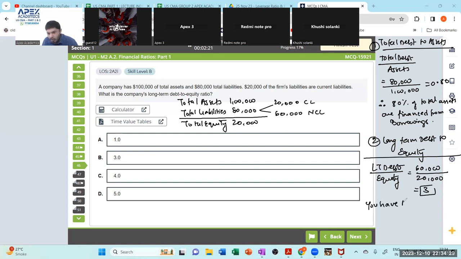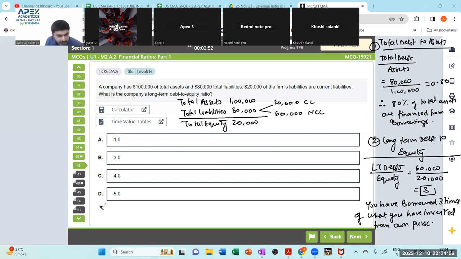You have borrowed 3 times what you have invested from your own pocket. 3 times of what you have invested from your own purse. खुद का पैसा 1 रुपया है, तो कर्जे का पैसा 3 रुपया है, ऐसा करके 4 रुपया तुम्हारे पास. Very bad position.